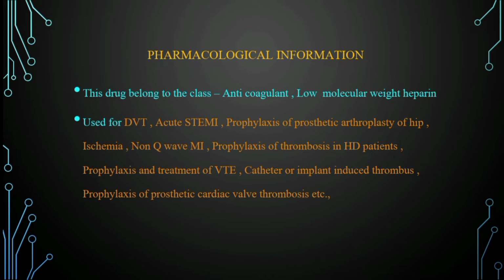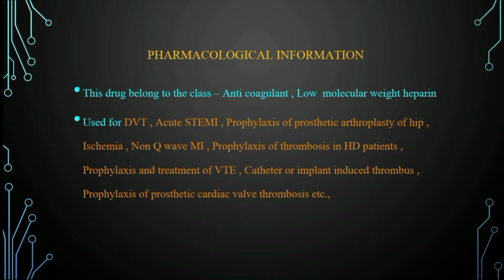Now coming to the pharmacological information, this drug belongs to the class anticoagulant or low molecular weight heparin, and these are used. This enoxaparin drug is used for DVT, acute STEMI, prophylaxis of prosthetic arthroplasty of hip, ischemia, non-Q wave MI, prophylaxis of thrombosis in HD patients, prophylaxis and treatment of VTE, catheter or implant induced thrombus, prophylaxis of prosthetic cardiac valve thrombosis. So this DVT, before saying DVT, we can say VTE.